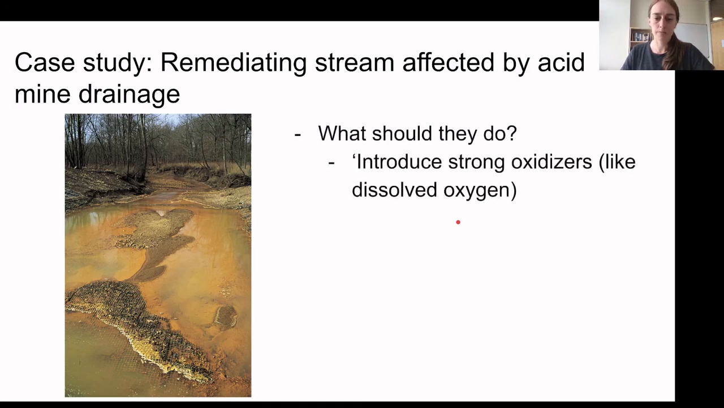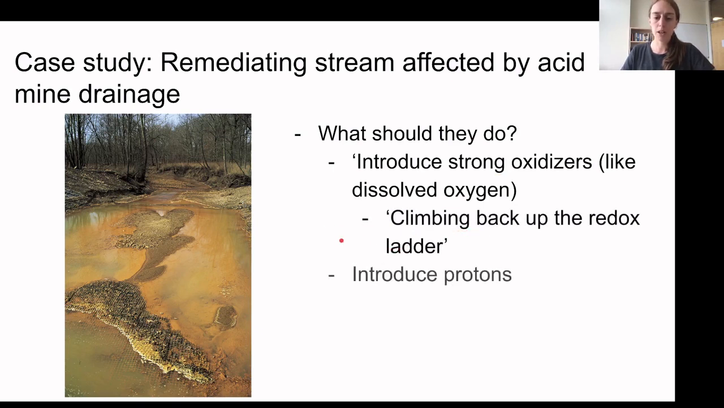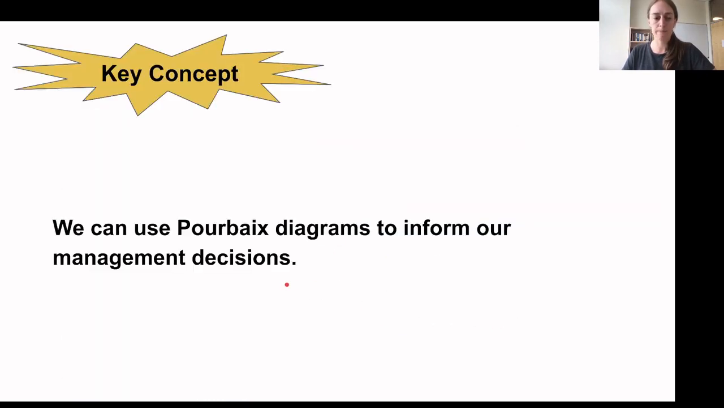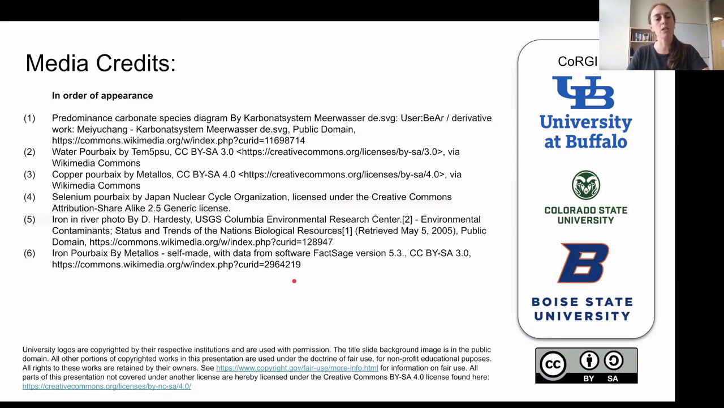So what are we going to do? Our options are to introduce strong oxidizers like dissolved oxygen, which is effectively climbing back up the redox ladder, or we could introduce protons, so we can add acid and change our pH. To wrap it all up, I think we've shown here that we can use Pourbaix diagrams to inform our management decisions and how we treat some water quality issues. You should be able to use those to figure out which direction you need to move in order to improve a certain situation. And that wraps up our Redox module.